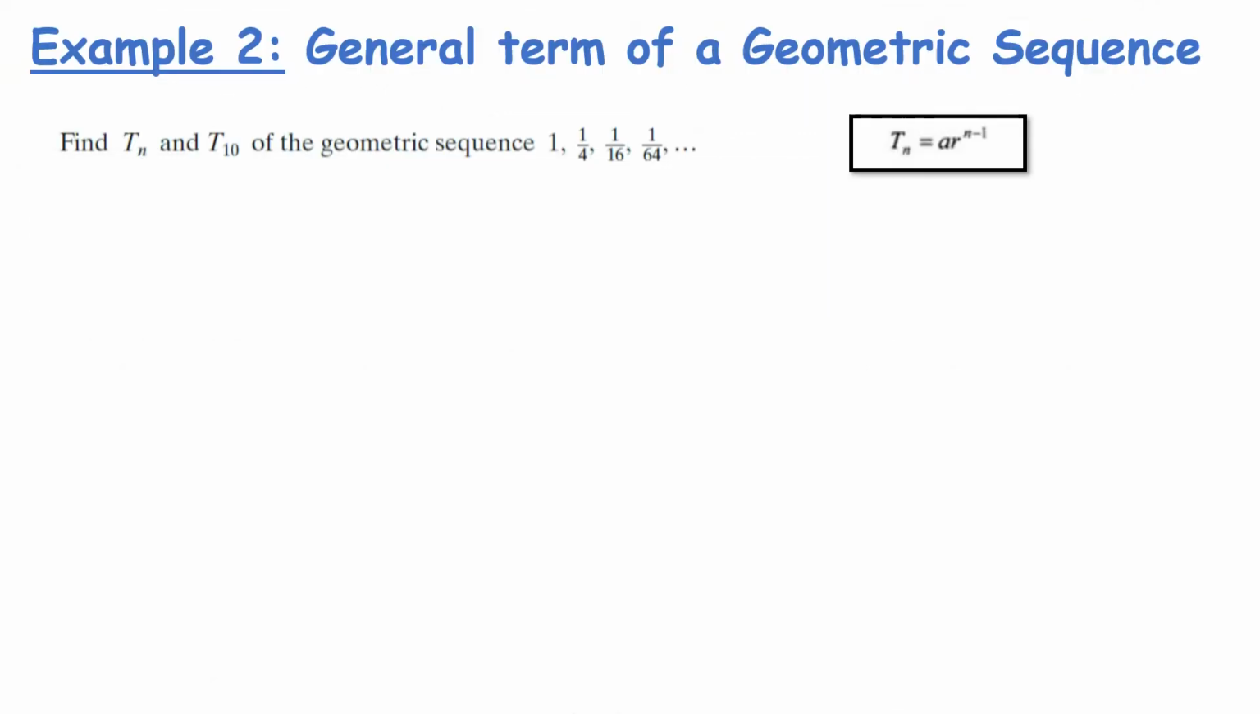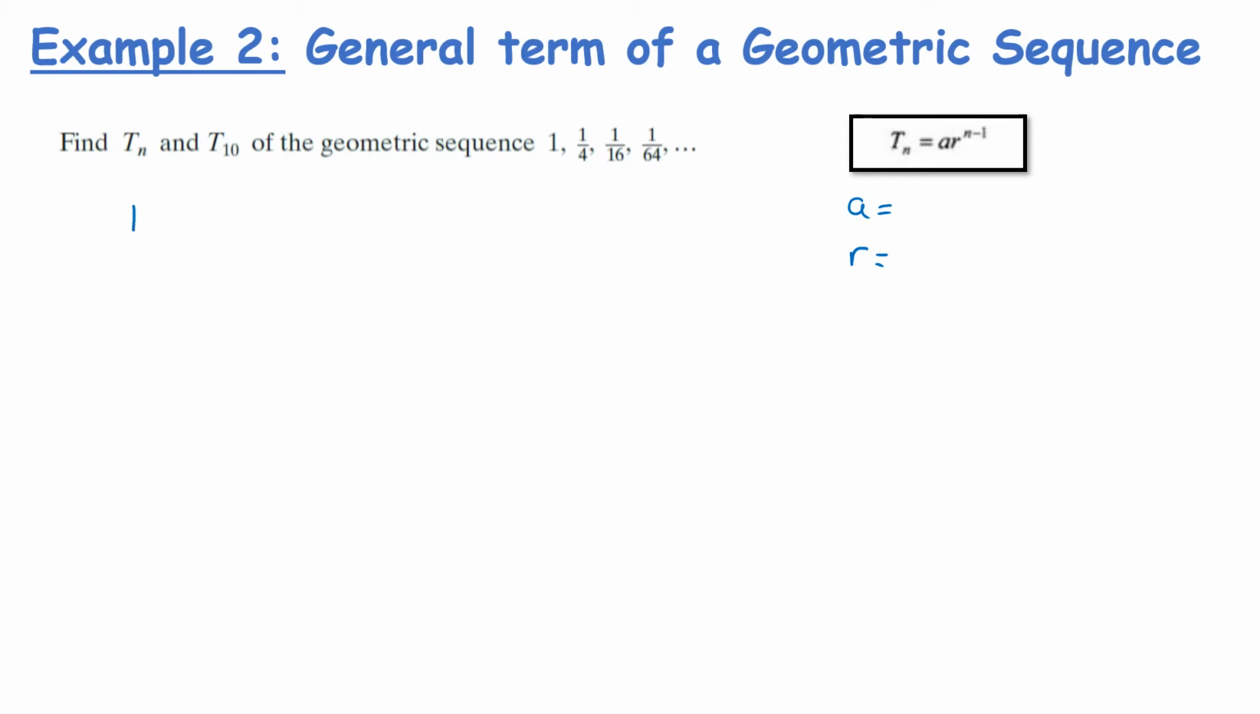So let's explore these geometric sequences a little bit more. It says find Tn and then T10 of the geometric sequence. I have my formula pulled out here, so what I need is A and r. They're the two pieces of information I have.